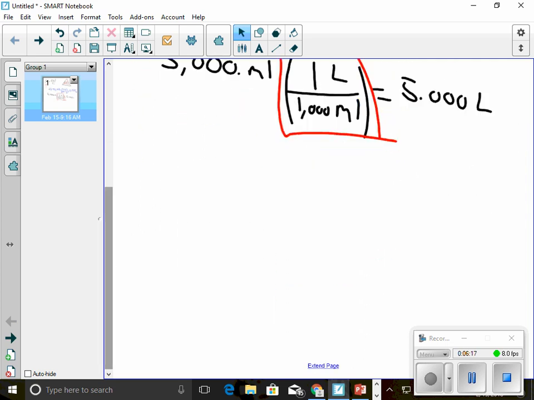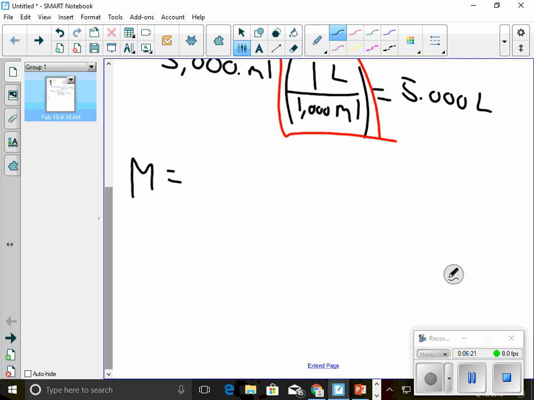Now, I have a mole value, I have a liters value. Molarity is moles divided by liters. 0.1929 divided by 5.000. 4 sig digs, by the way. Both numbers have 4 significant digits. The zeros after a decimal are significant if there was a number involved. This we would need a calculator for.